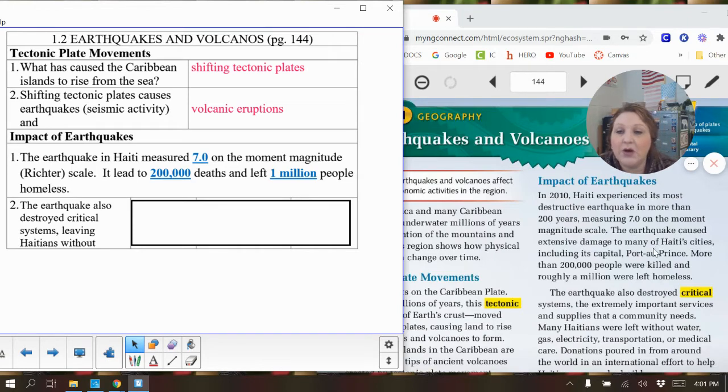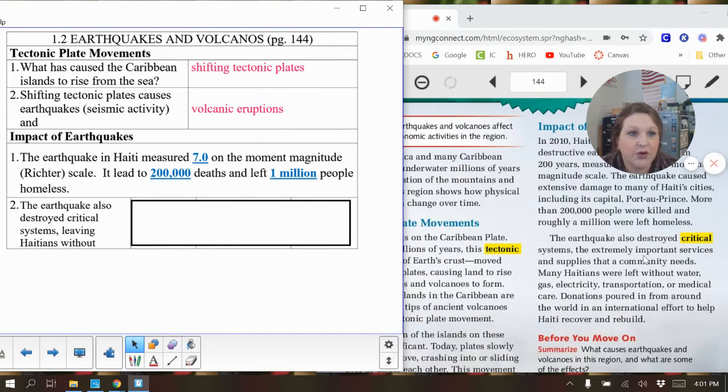And then the earthquake also destroyed critical systems, leaving Haitians without. So we're going to complete the sentence again there. And the earthquake also destroyed critical systems, extremely important services and supplies that a community needs. Many Haitians were left without water, gas, electricity, transportation, or medical care. Donations poured in from around the world in an international effort to help Haiti recover and rebuild.